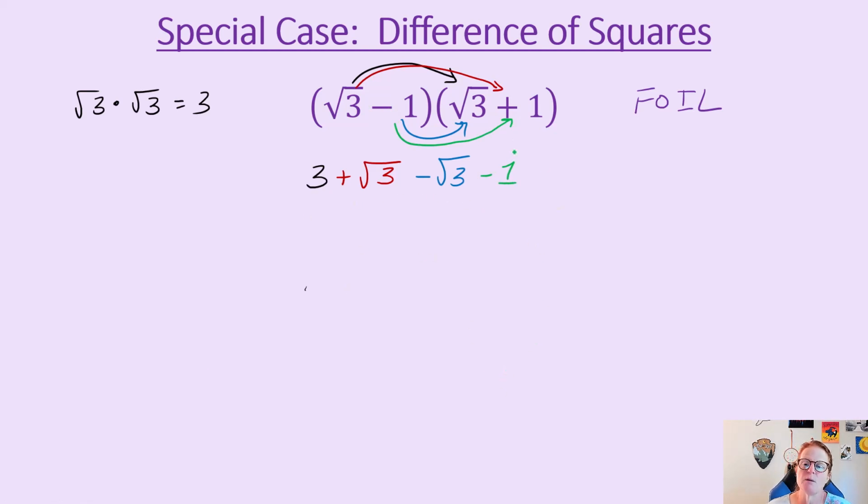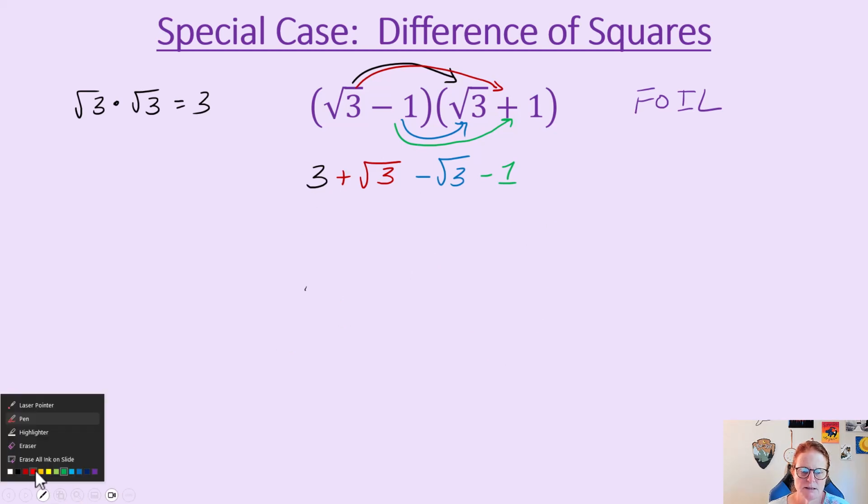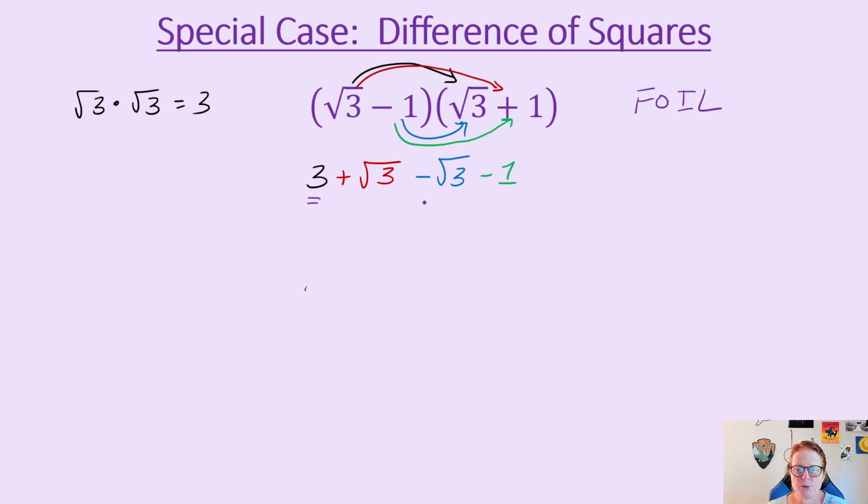Now, when I go to combine like terms, this is how this works. When I go to combine like terms, 3 minus 1 is 2. Square root of 3 minus the square root of 3, that's a 0. So there's my final answer.